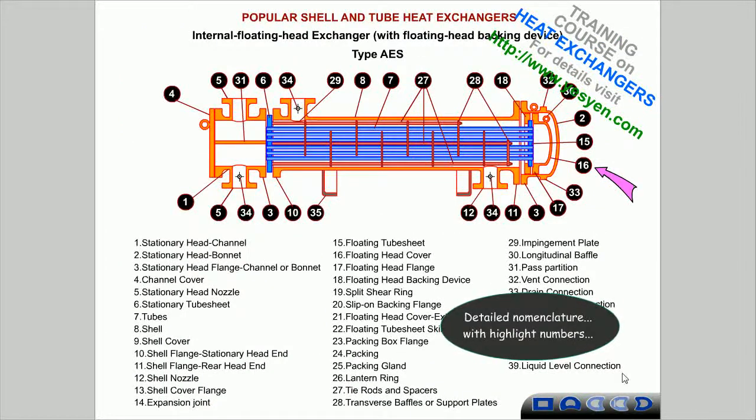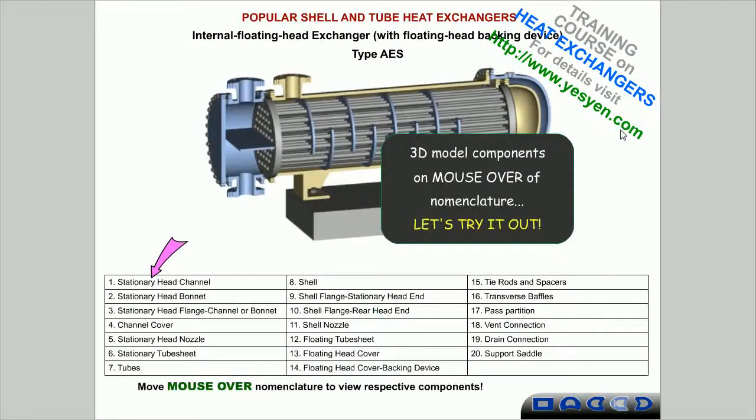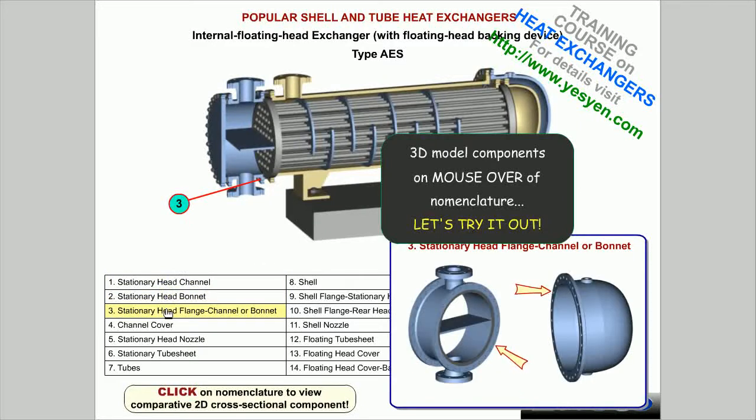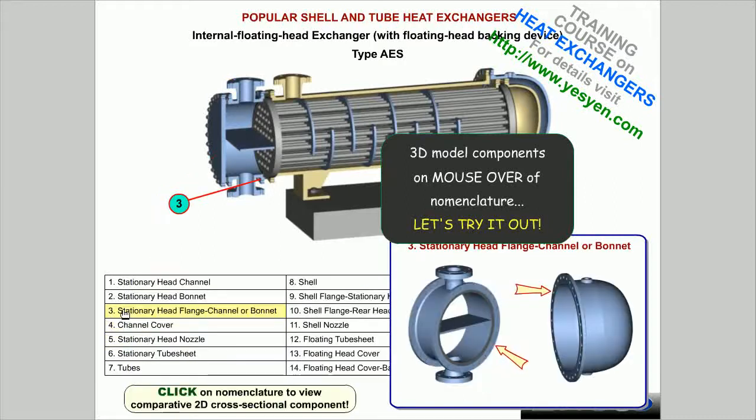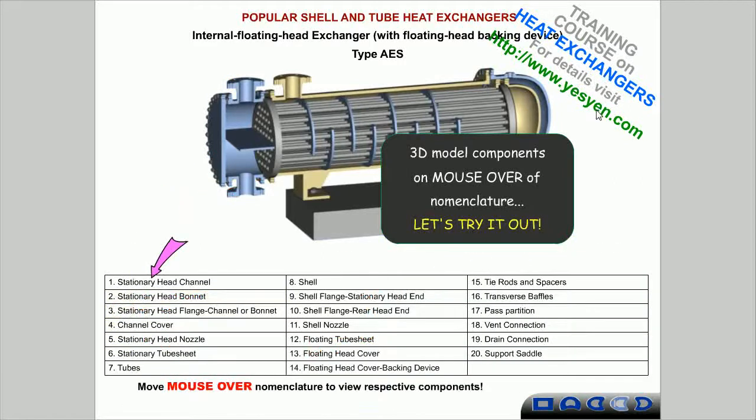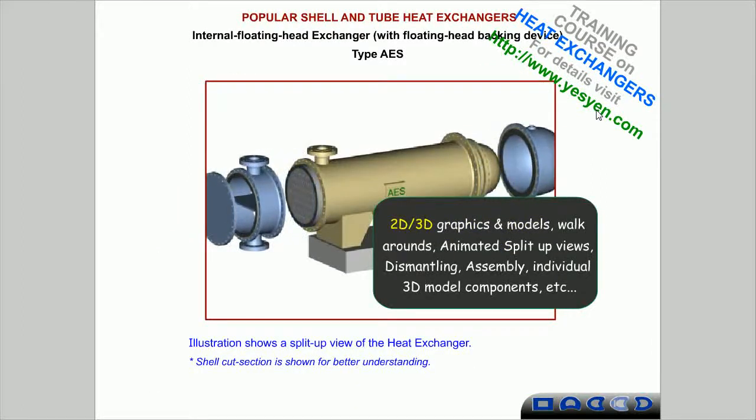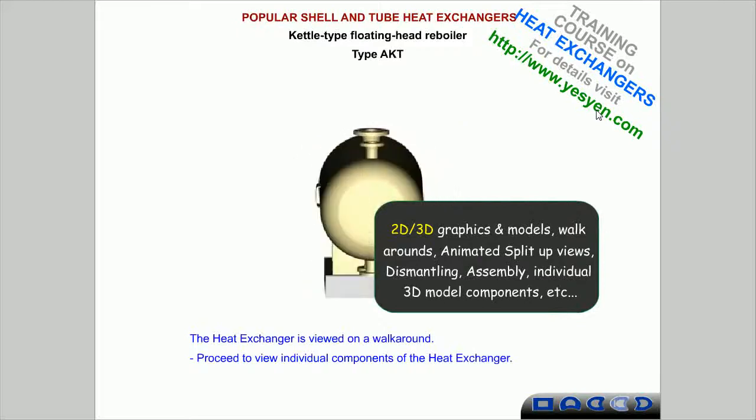Detailed nomenclature with highlighted numbers. Explanations focusing on graphics and animation, for practically oriented understanding. 3D model components on mouse over of nomenclature. Let's try it out. 2D, 3D graphics and models, walkarounds, animated split-up views, dismantling, assembly, individual 3D model components, etc.